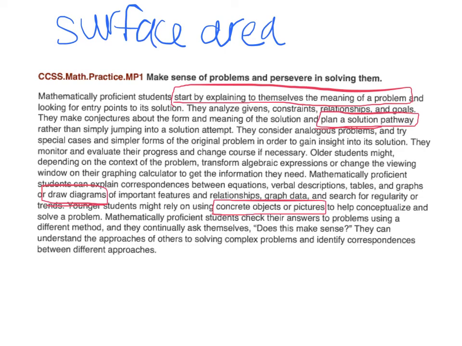So to me, that was starting by explaining to myself the meaning of the problem. I then had to plan a solution pathway, and part of my plan was to find the measurements and document all of those measurements. And the next thing I had to do was draw out a diagram to make sure that I showed that there were 6 sides to that rectangular prism, and that I needed to account for all 6 sides. And I did that by using concrete objects and pictures. And so this is how I made sense of the problem and persevered in solving it.